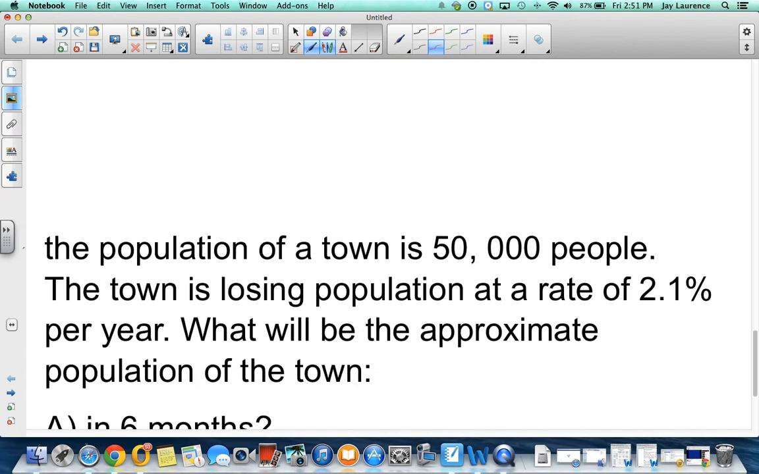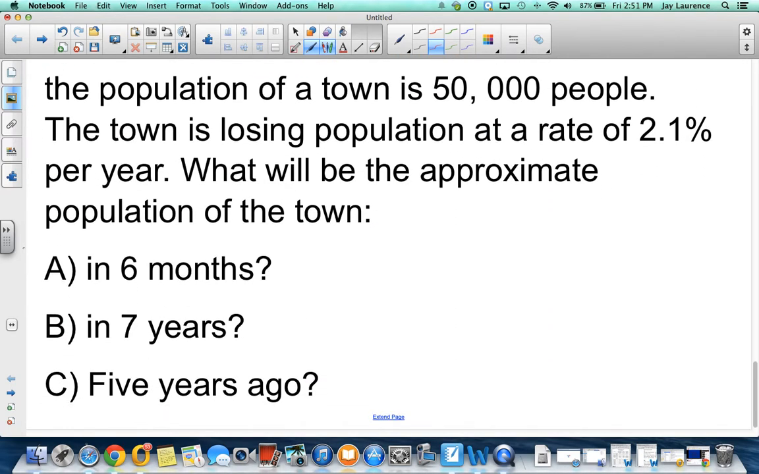Let's try it on another one. This one, the population of a town is 50,000 people. You know what? That sure sounds like P. Okay. Here's my P, 50,000 people. The town is losing population at a rate of 2.1%. So I'm going to take this, divide by 100, but it's also going to be a negative. So R is actually going to end up being negative 0.021.